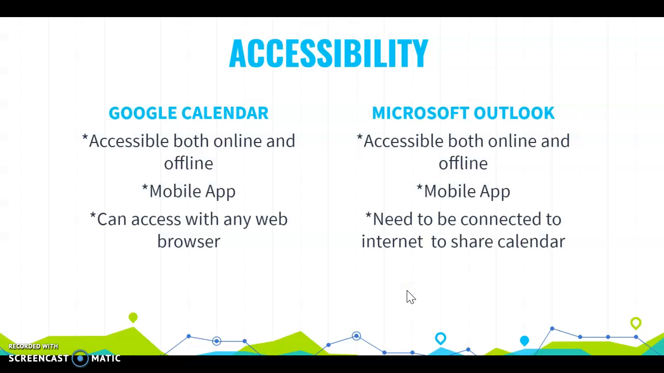Accessibility between the two, as you can see, they have very similar accessibility where you can access them both offline and online. They each have their own mobile app. One of the differences with Google Calendar is that it can be accessed anywhere with any web browser. But on Microsoft Outlook, it needed to be connected to the internet in order for you to share your calendar with others.